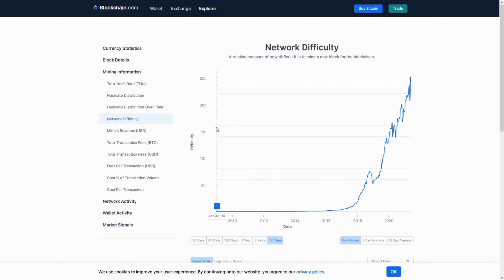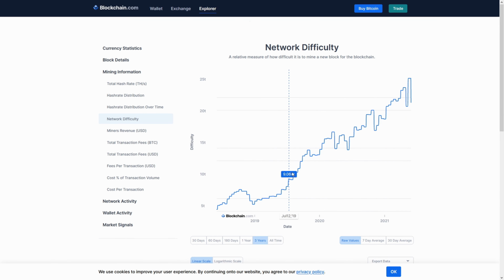If we take a look at Bitcoin difficulty of all time, it has really skyrocketed as the price has skyrocketed. Just in the past 3 years, we've seen a pretty steady climb and then a bit of a dip right now since cryptocurrencies are worth less. So the profitability calculations change a little.